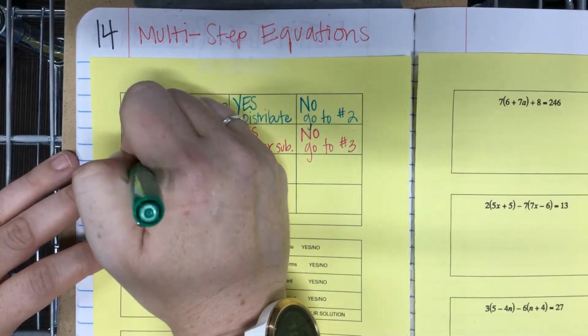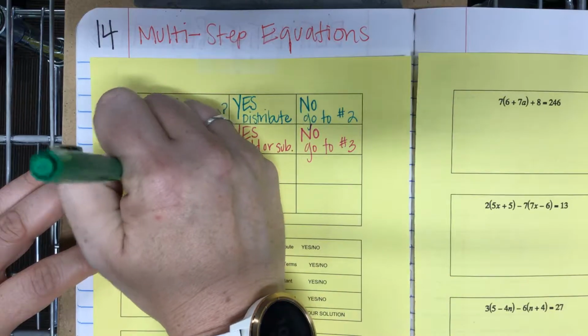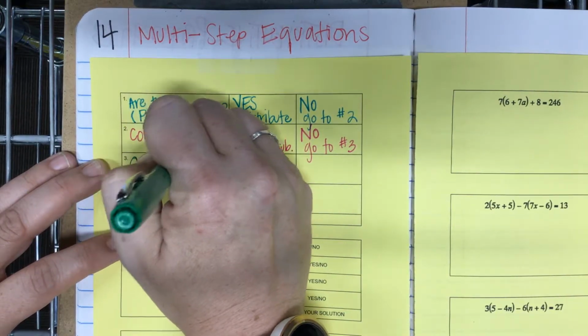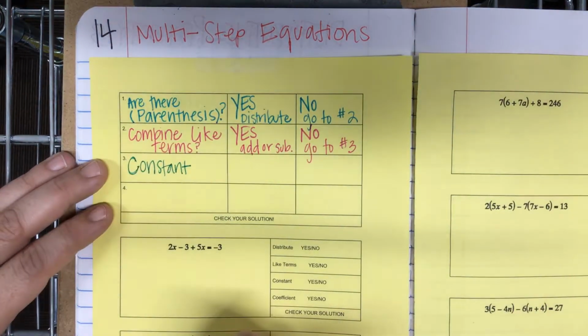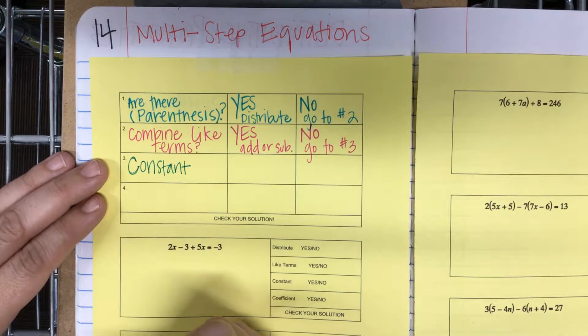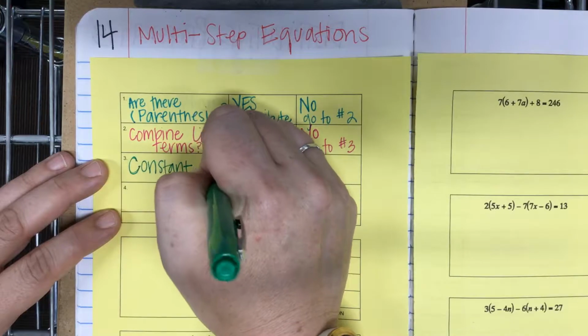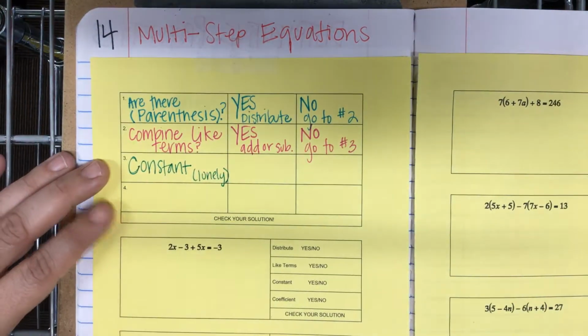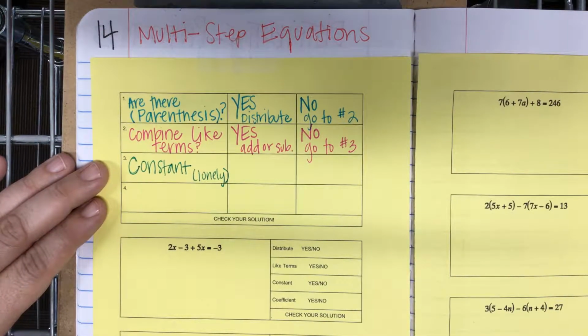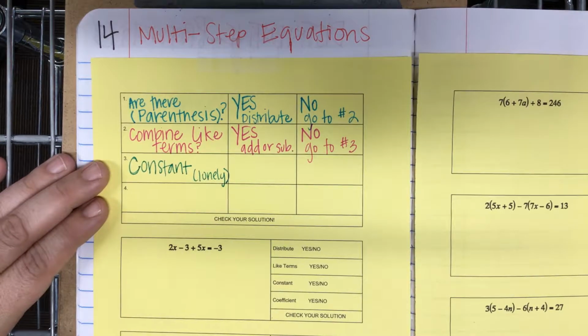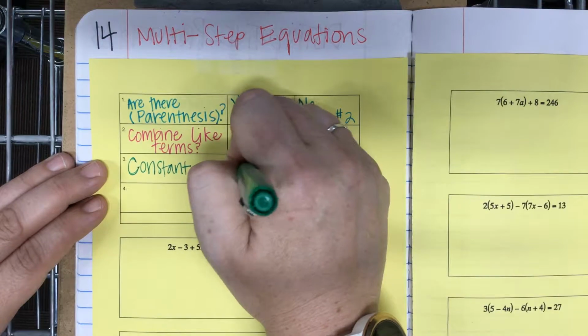Then number 3 is we look for the constant. And how did you know which one's the constant? Because it's by itself. It's lonely. Like me. It's all alone. It's by itself. If there's a constant, yes, there's a constant.